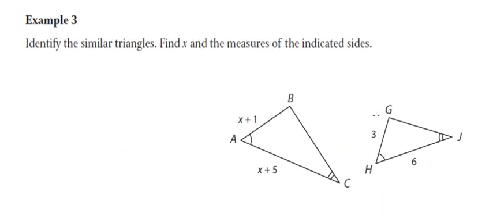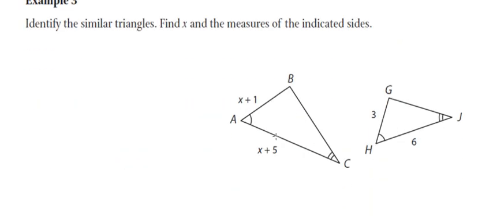So now we're going to go to example 3. And we know that they're similar because A is congruent to H and C is congruent to J. So the two congruent angles mean that the triangles are similar. It says to identify the similar triangles, find X and the measures of the indicated sides.